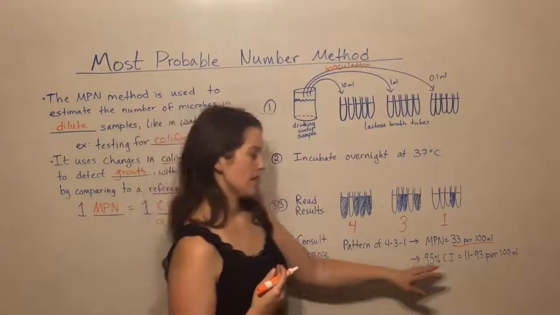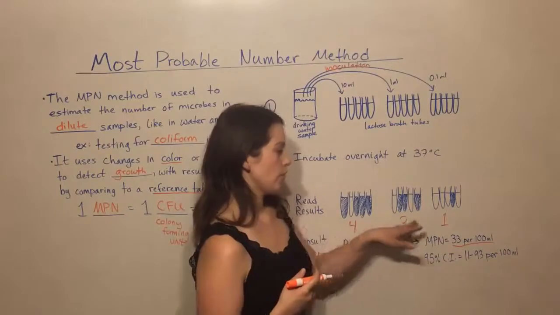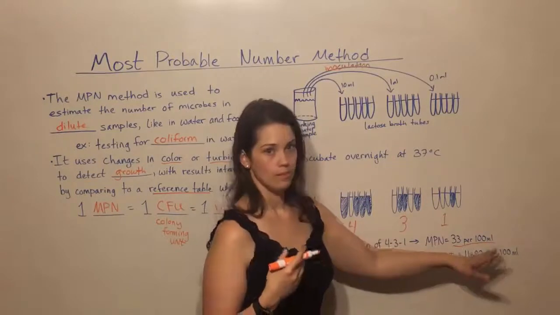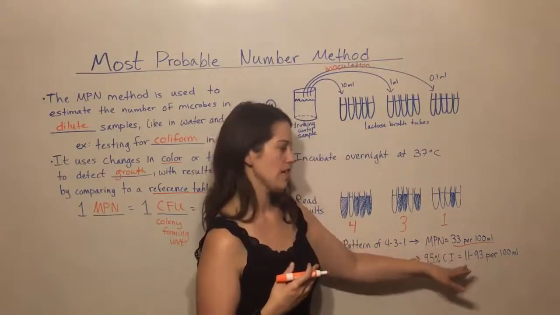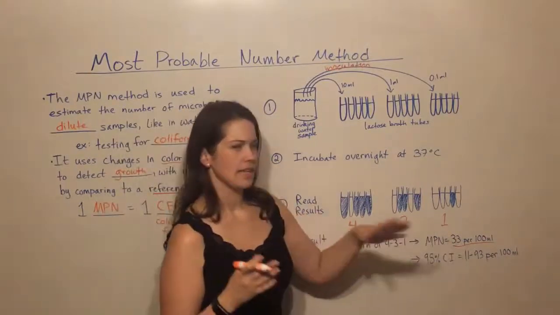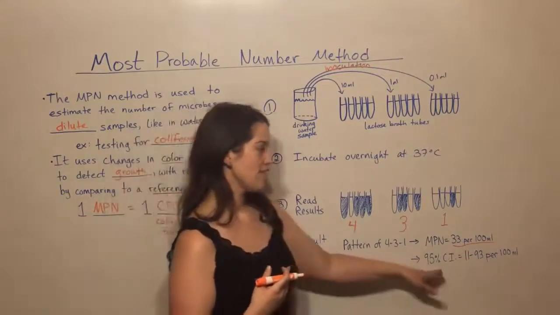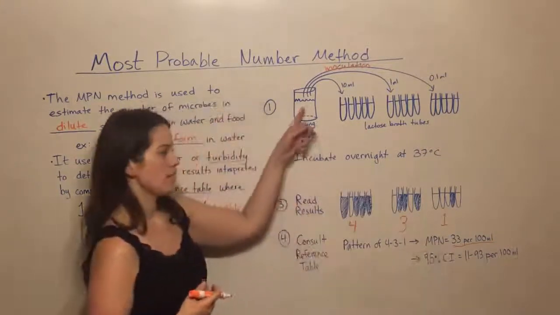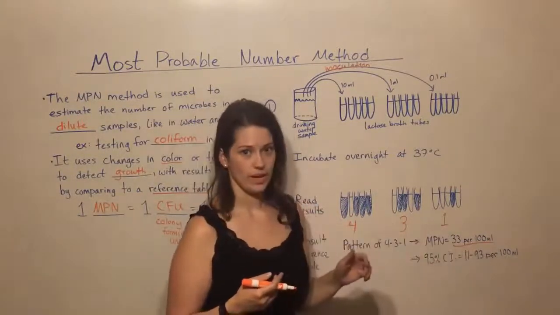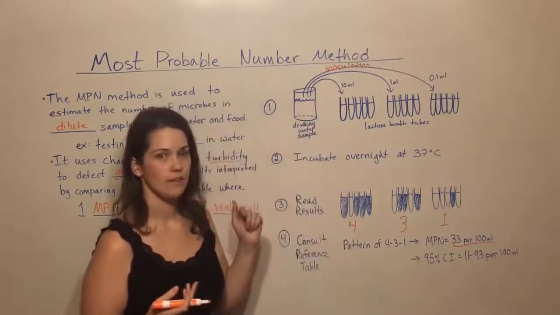The table also gives us a 95% confidence range. And for the pattern 4, 3, 1, the 95% confidence range is 11 to 93 per 100 milliliters. And all this means is that whereas 33 is the best guess, the most statistically supported guess, you can be 95% confident that in this water sample that gave this pattern, there is somewhere between 11 and 93 viable coliform bacteria per 100 mils of this sample.